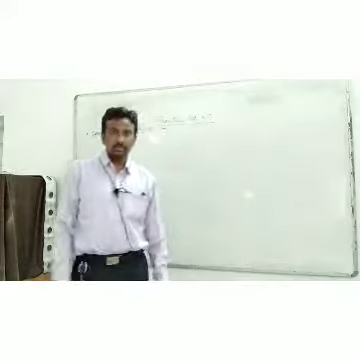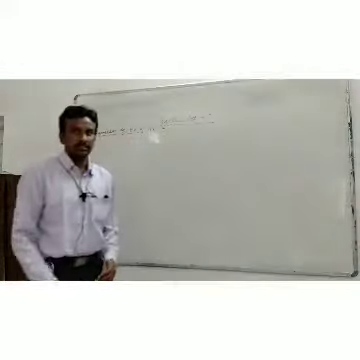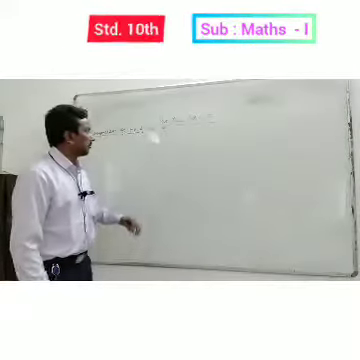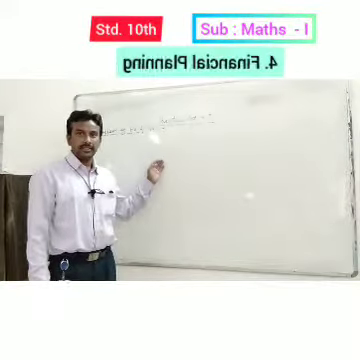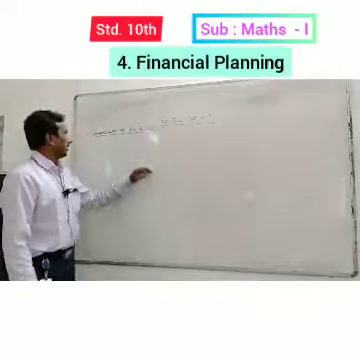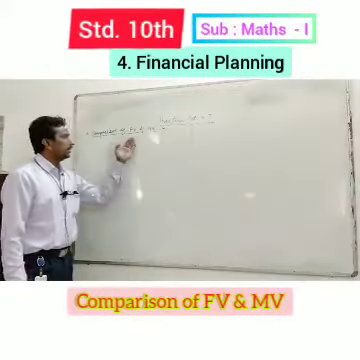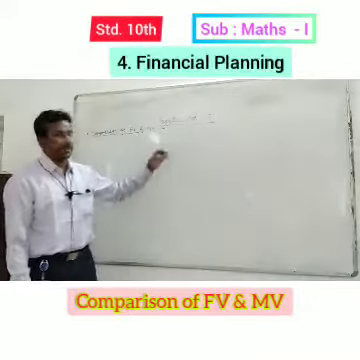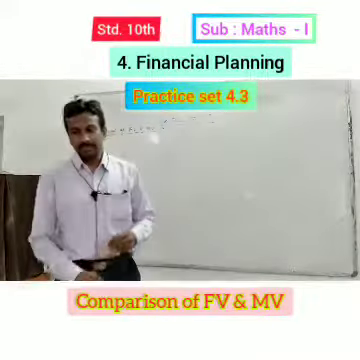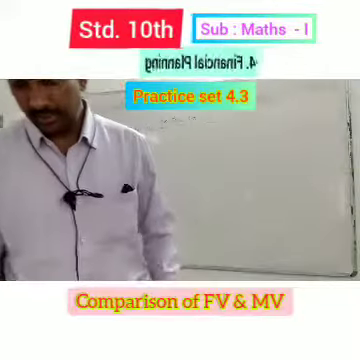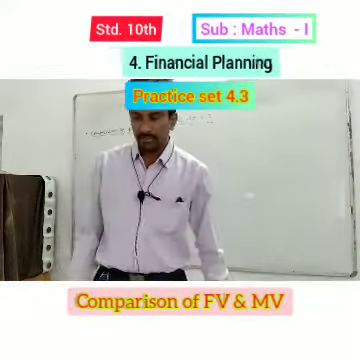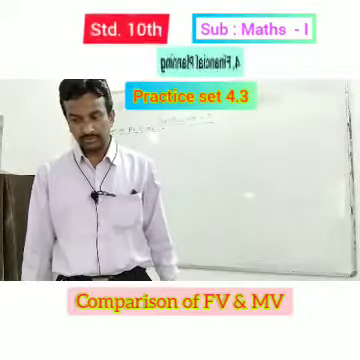Hello students, today we are going to learn Standard 10, Maths 1, Chapter number 4, Financial Planning. In that we are going to study about comparison of face value and market value. We will take some examples in practice set 4.3. Now, question number 1 is complete the following table by writing suitable numbers and words.